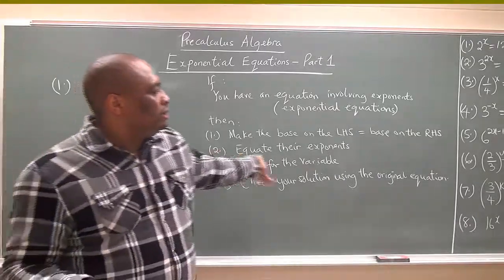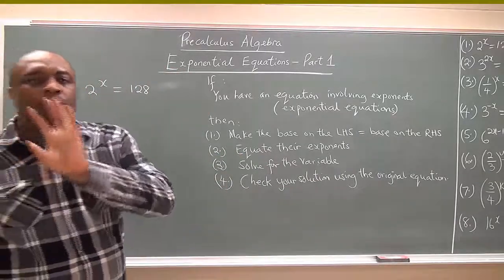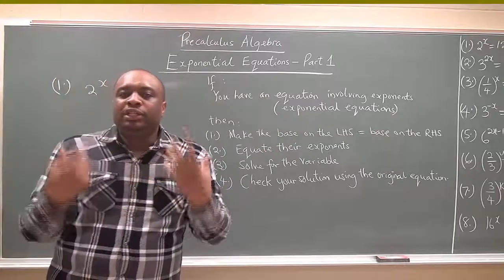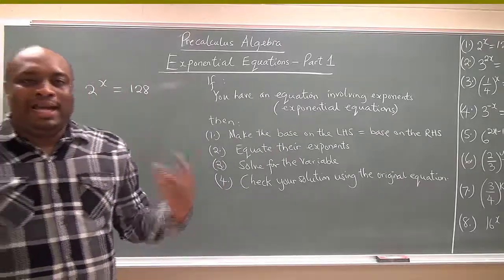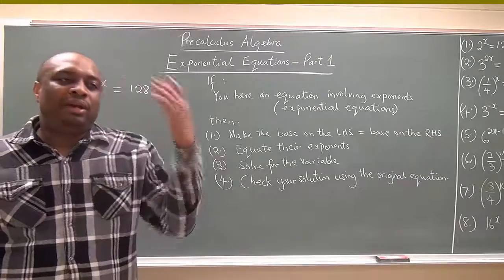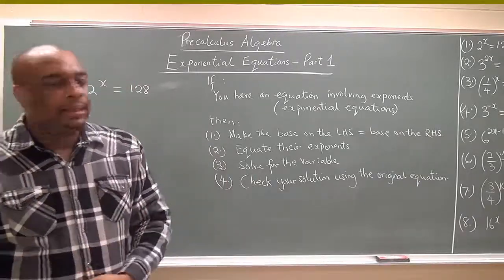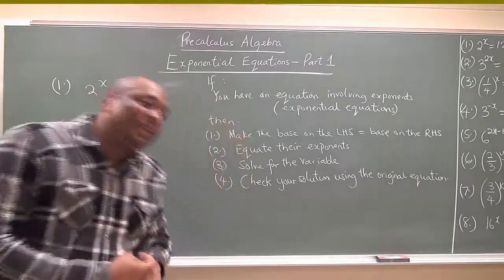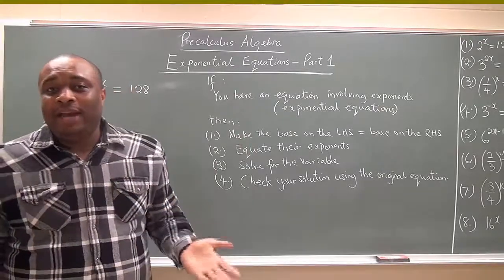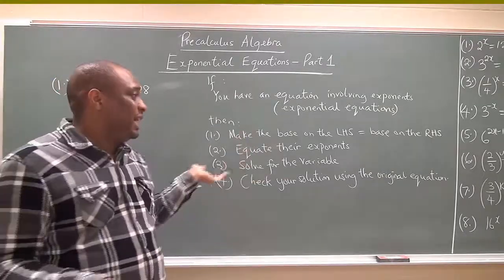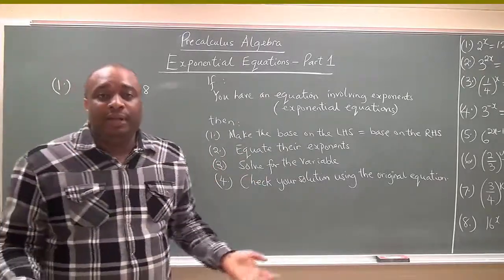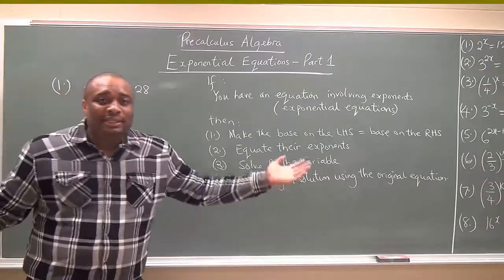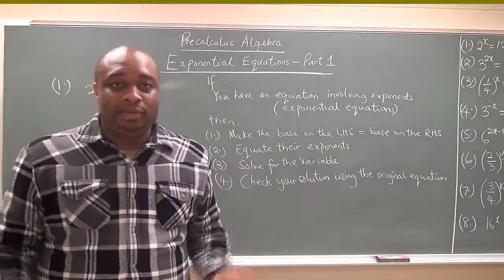How do you check your solution? All you need to do is, whatever you get for the variable, you substitute it in the original exponential equation to see whether your left-hand side is equal to your right-hand side. You know, I like equations a lot. Ask me why. Because you know whether you're getting it right or wrong, by checking. If after solving it, you check it in the original equation and the left-hand side is not equal to the right-hand side, then it is wrong.